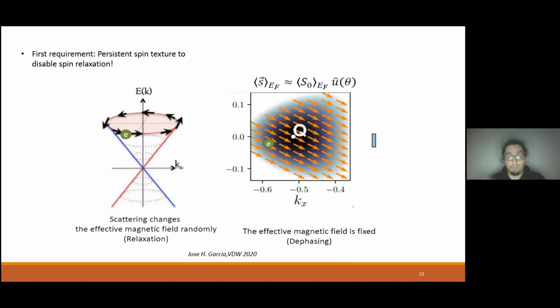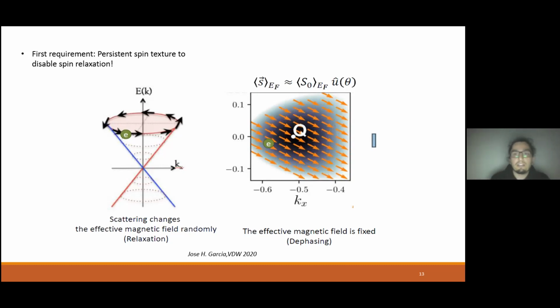When the electron is being scattered, it loses momentum. And when it feels another magnetic field inside the material, it's being relaxed or dephased. So when we achieve spin momentum locking, as you can see in the other picture, when all the spin texture is the same, it doesn't matter where the electron is being scattered, it will be feeling the same magnetic field, and there will be no room for dephasing or relaxation. So this can actually protect the information the electron carries with its spin through the whole material.